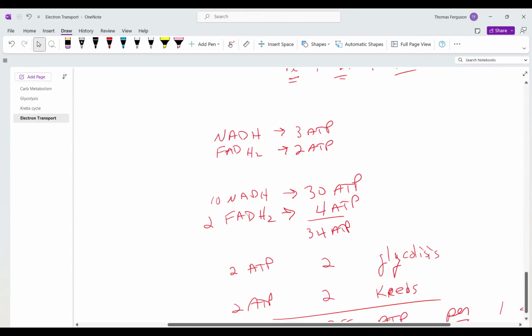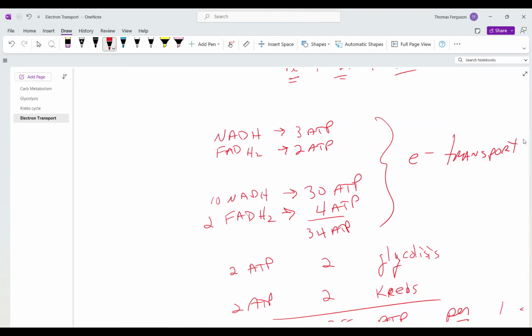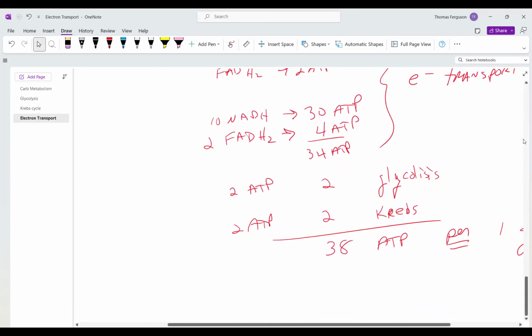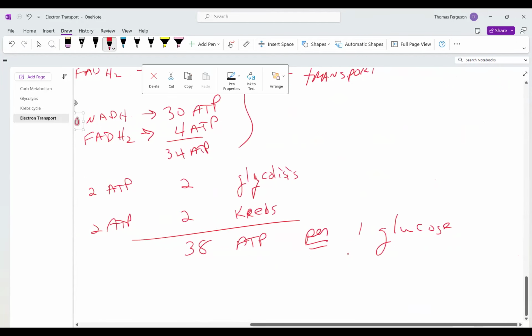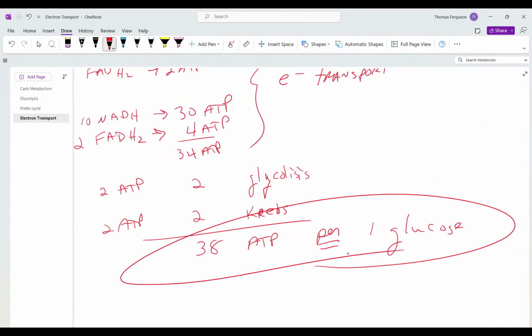Now this is that's the electron transport, okay? And we get 2 from glycolysis, 2 from Krebs cycle, gives us 38 ATP per glucose, as opposed to a yeast that gets 2.